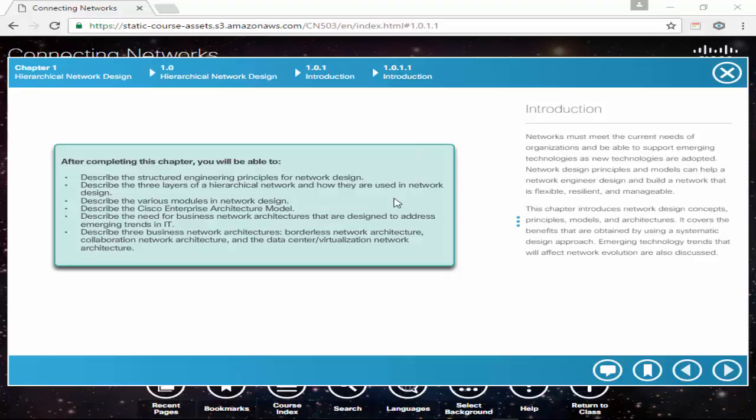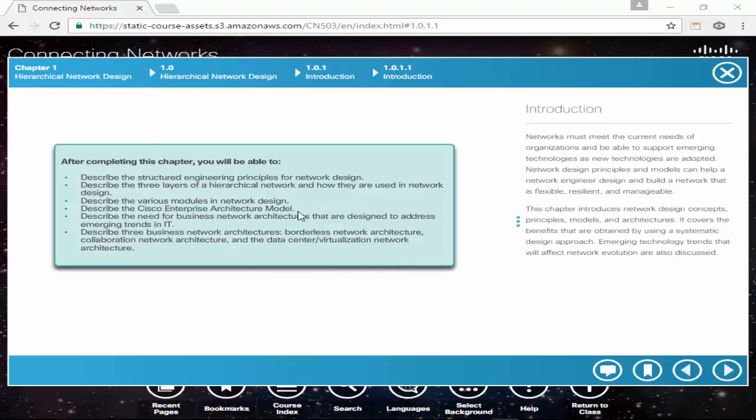describe the need for business network architectures that are designed to address emerging trends in IT, describe 3 business network architectures: borderless network architecture, collaboration network architecture, and data center virtualization network architecture.